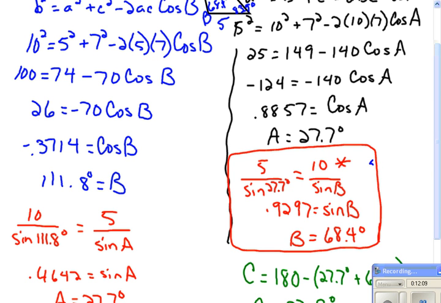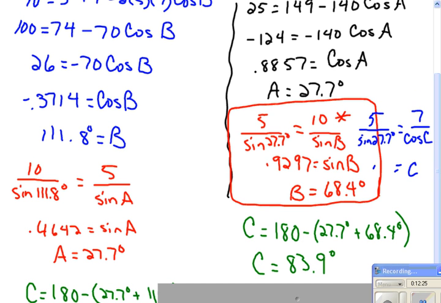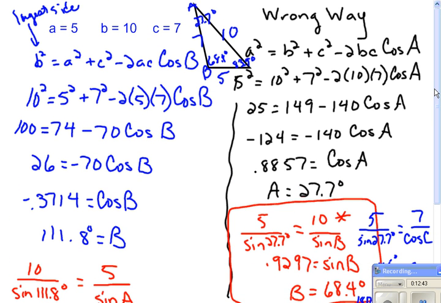If you would have gone 5 over sine 27.7 equals 7 over the sine of C, you would have gotten C to be 40.5 degrees, just like it was before. And then you could add the 40.5 with the 27.7 and subtract it from 180, and you would get the right answer. Okay? But my hint is just start with the largest side, and you will never have to worry with the law of cosines.